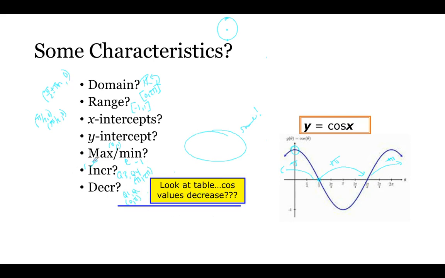Right, and then we could do that same interval. It would start decreasing again from 2 pi to 3 pi, and it would increase from 3 pi to 4 pi, right? And we can keep going around and around with that.